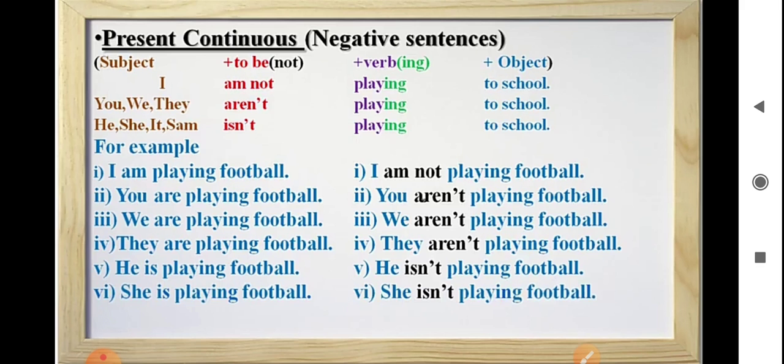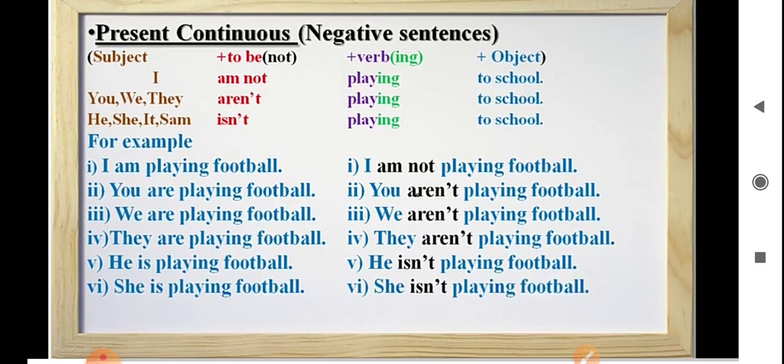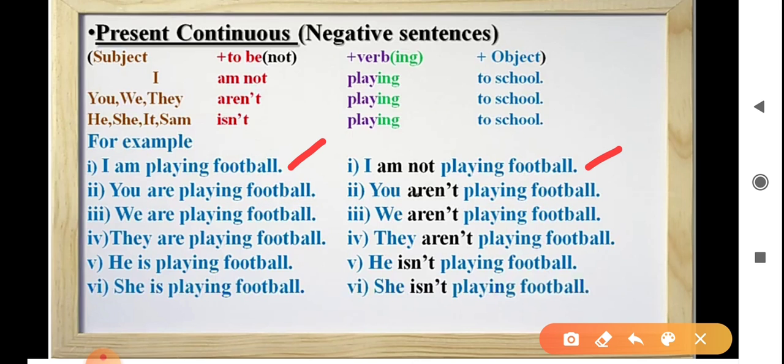In this context, I am playing football is an affirmative sentence and it is converted into a negative sentence with the use of the word not with is, am, are. I am not playing football. You are playing football. You aren't playing football. We are playing football. We aren't playing football. They are playing football. They aren't playing football. He is playing football. He isn't playing football. She is playing football. She isn't playing football.